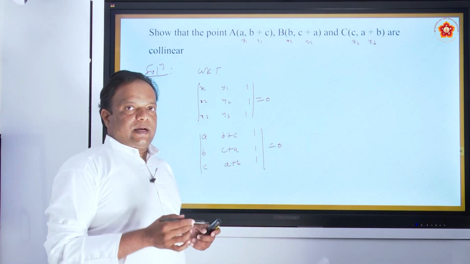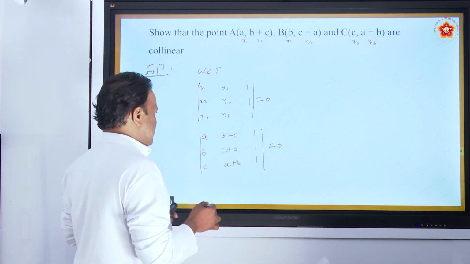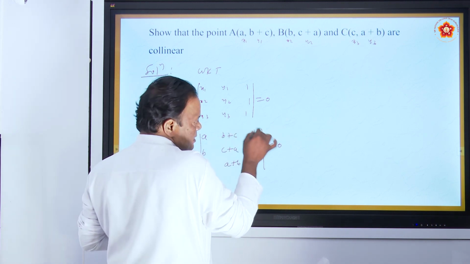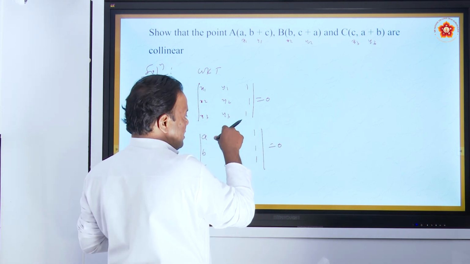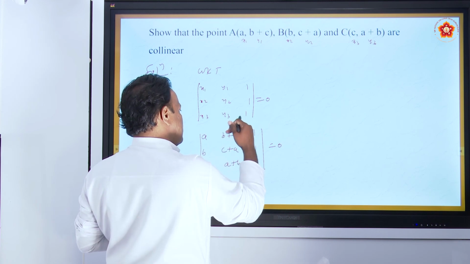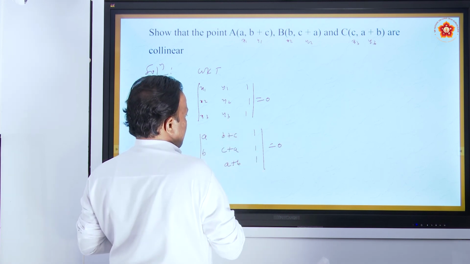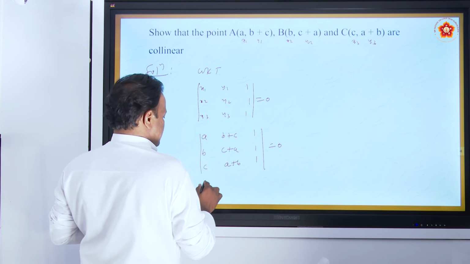So now I apply the properties. So many properties are there, so many steps you can apply. In this problem, I use these properties.